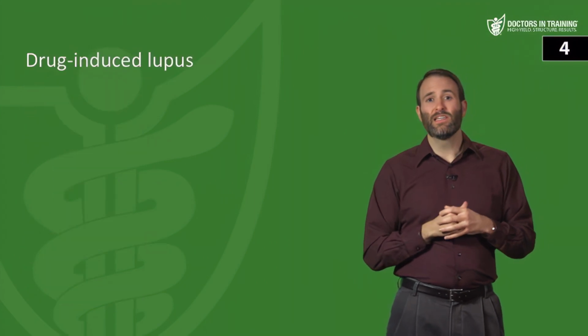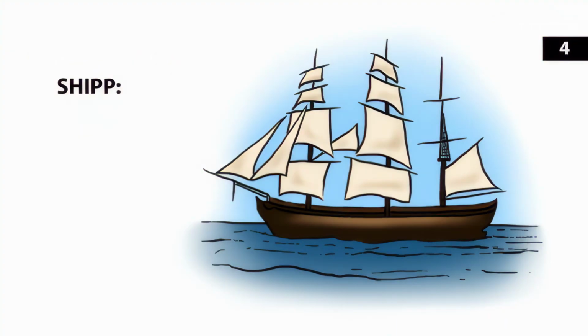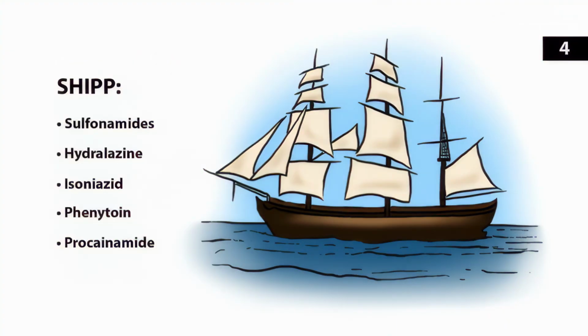Next, we have lupus-like syndrome or drug-induced lupus. So the mnemonic here is SHIP. S is for sulfonamides, H is for hydralazine, I is for isoniazid, P is for procainamide, and then the other P is for phenytoin.